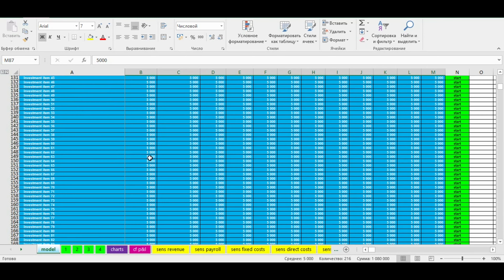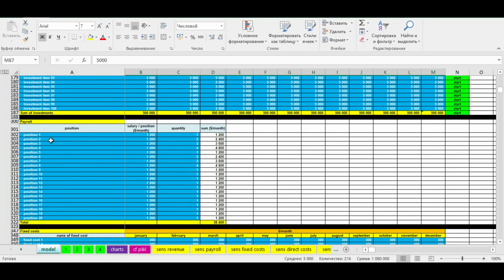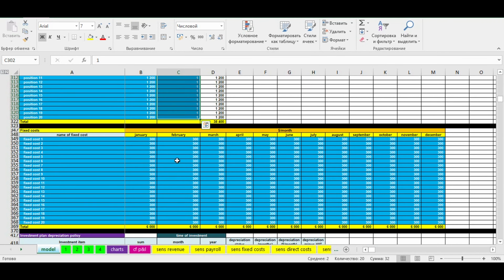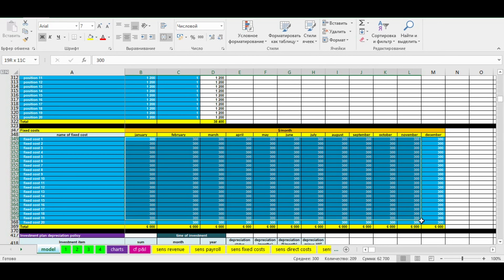Then we describe people, their positions, salaries, and the amount of people in every position. Our hair salon may also have some fixed costs, which can be specified here. We've marked a typical year where you can put your fixed costs even if they have some seasonal fluctuations.